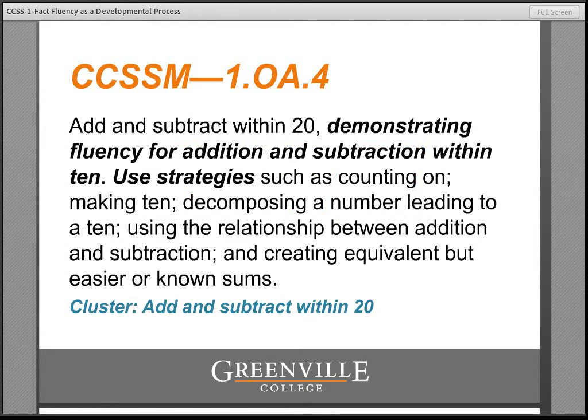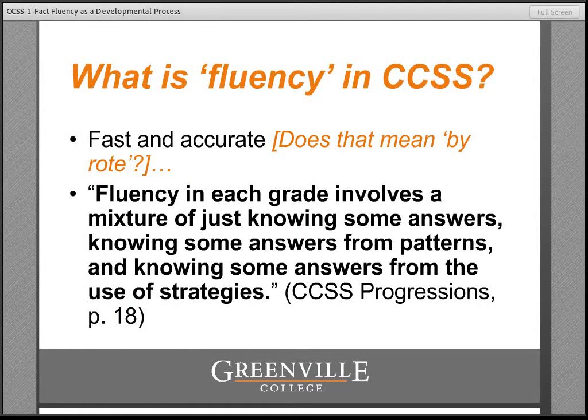Standard 4 in the Operations and Algebraic Thinking domain specifies that children need to be fluent in adding and subtracting within 10, and that with the use of strategy, they should be able to add and subtract within 20. To understand this, we need to have some broader context. Does this mean, for example, that facts within 10 are to be learned by rote, but that facts beyond that, within 20, are to have strategies? Well, let's explore that through the use of some of these complementary documents.